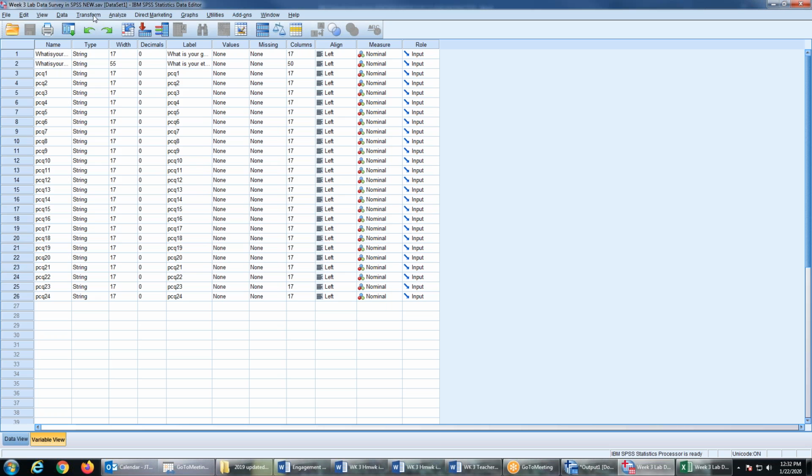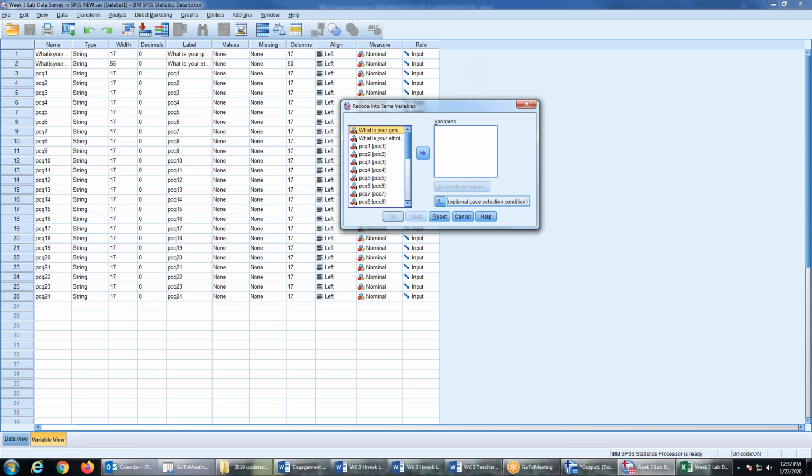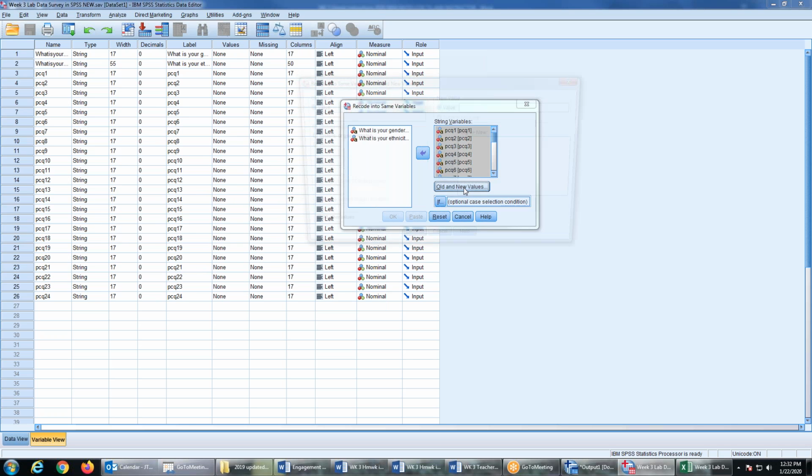So we go Transform, Recode, selecting, I generally select them all except for 13, 20, and 23. Yes, but that is technically how you would do it. But I want them just to get the extra experience of reverse coding. Right, because they will have to go back and label it. So we put all of them over, old and new values.